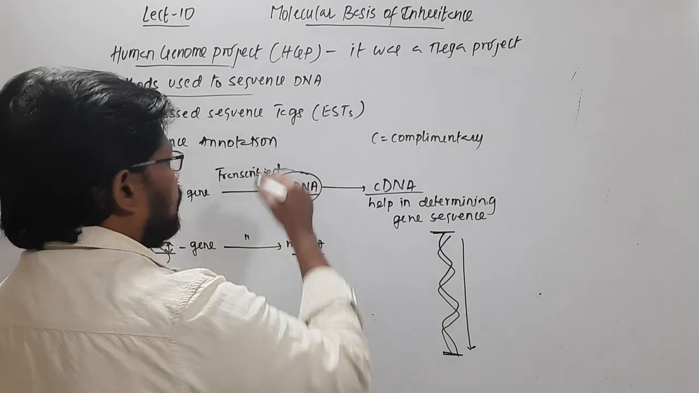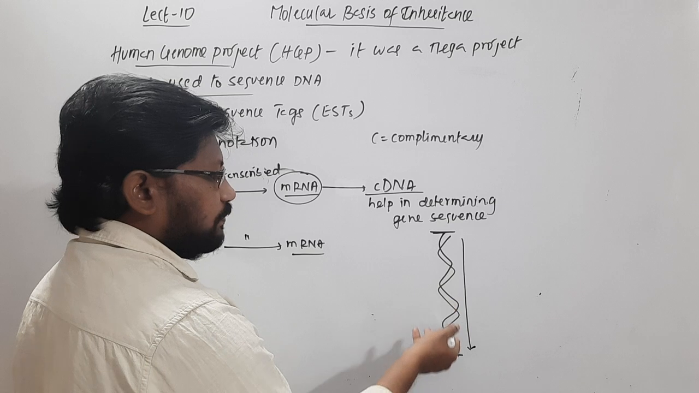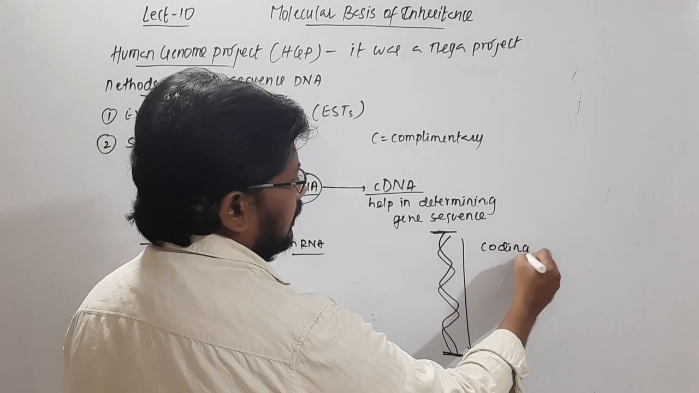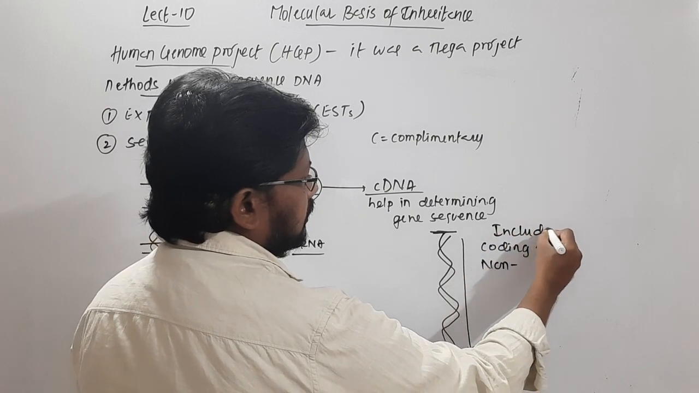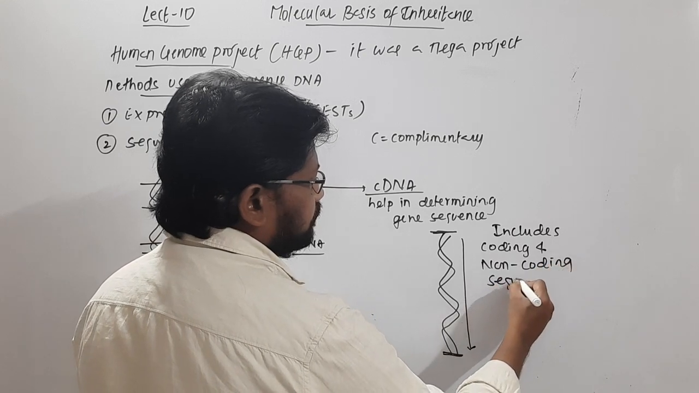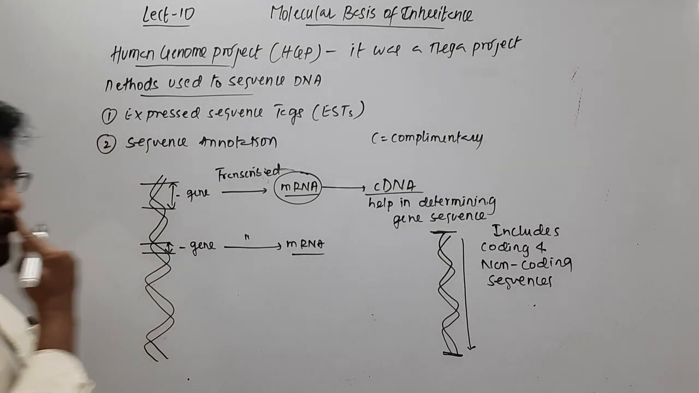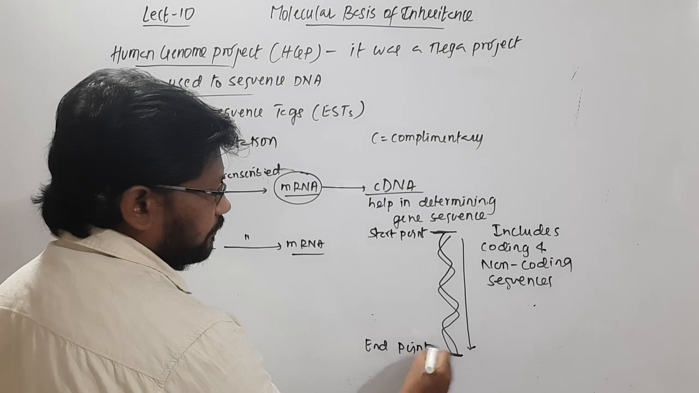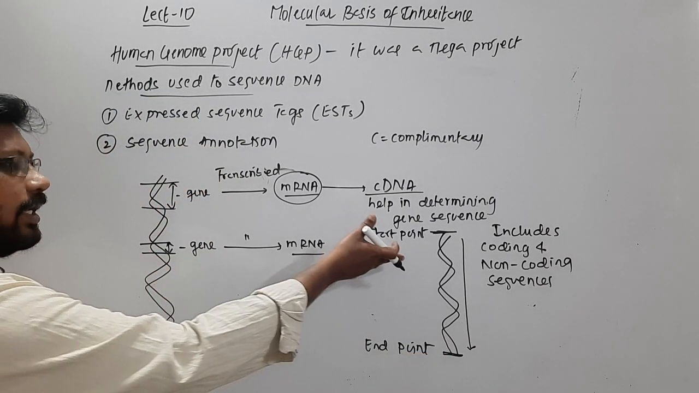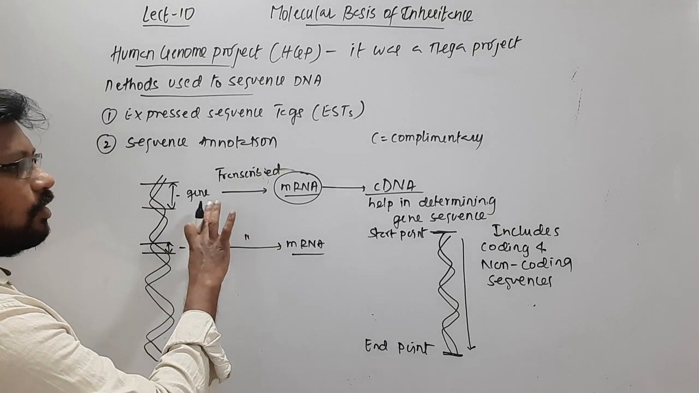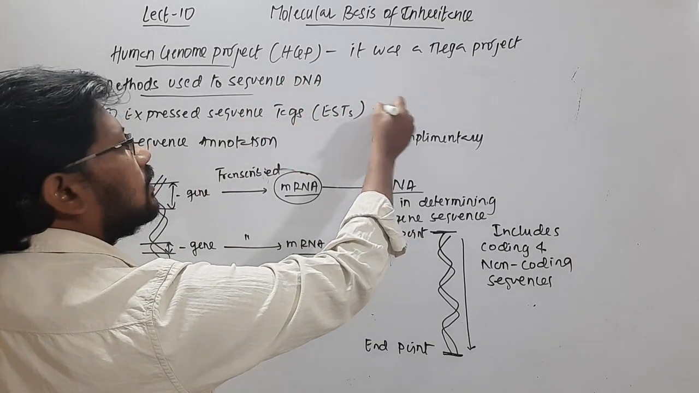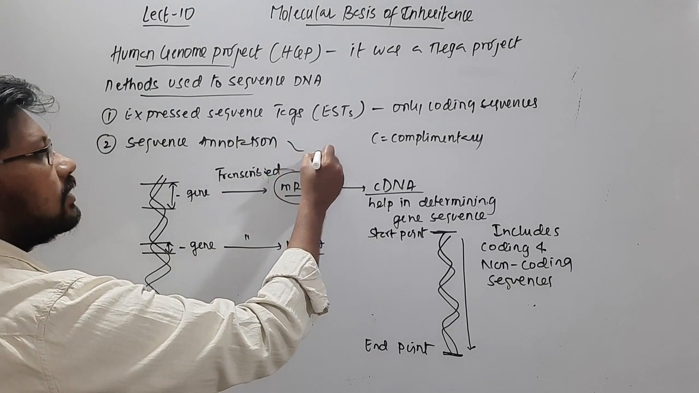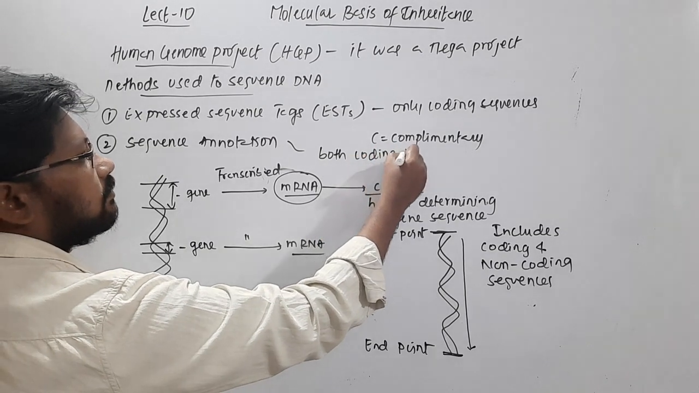But in the next method, called sequence annotation, the DNA is sequenced from the start point to the end point, and this will include coding and non-coding sequences. So we see from the start point to the end point continuously, including all the coding and non-coding sequences, but in expressed sequence tags only the coding sequences were identified, whereas sequence annotation included both coding plus non-coding.